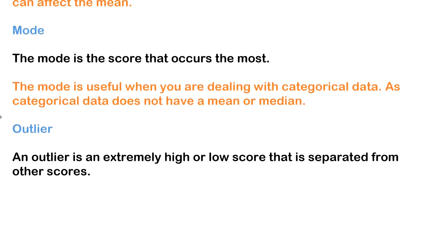Mode, the mode again is the most common score that occurs, and it's useful when you're dealing with categorical data. And lastly, an outlier. An outlier is an extremely high or low score that is separated from all the other scores.